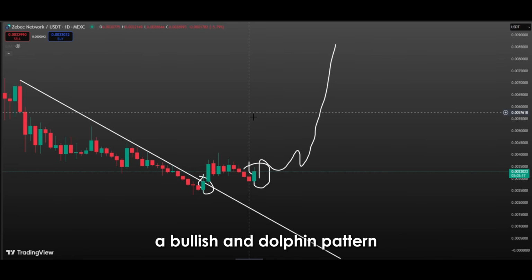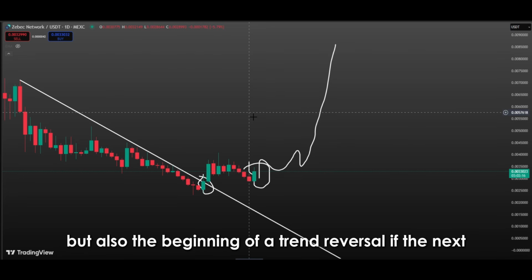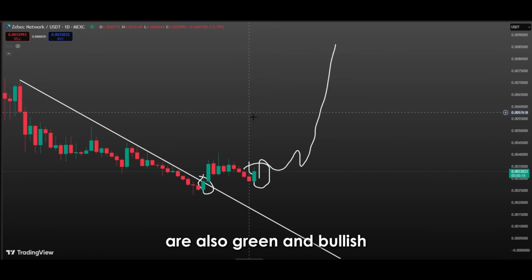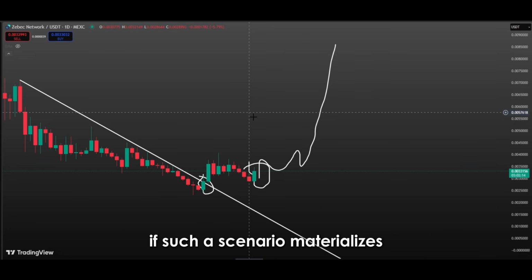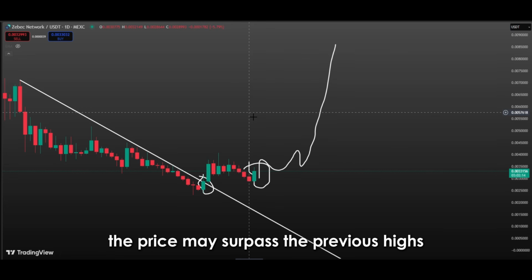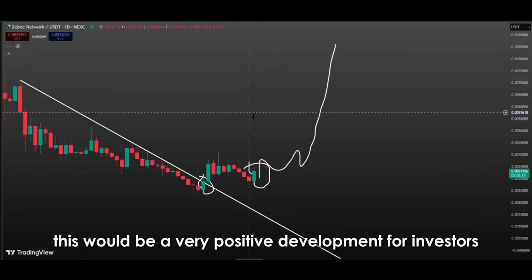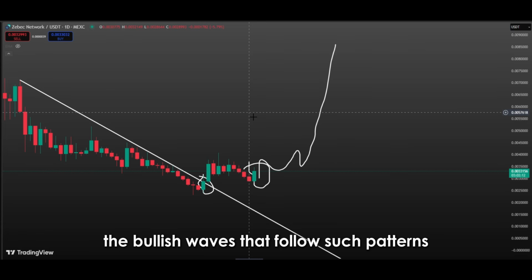A bullish engulfing pattern is not only a sign of a momentary price reversal, but also the beginning of a trend reversal. If the next candles after this candlestick pattern are also green and bullish, it would be a confirmation of a bullish trend. If such a scenario materializes, the price may surpass the previous highs and head towards new highs. This would be a very positive development for investors. In technical analysis, the bullish waves that follow such patterns tend to be stronger and more persistent.